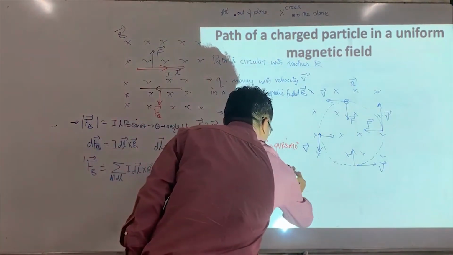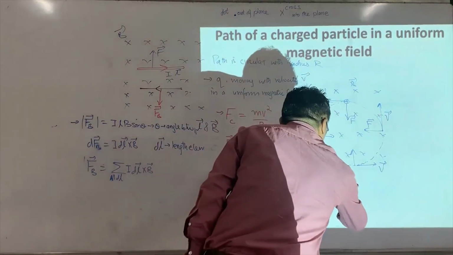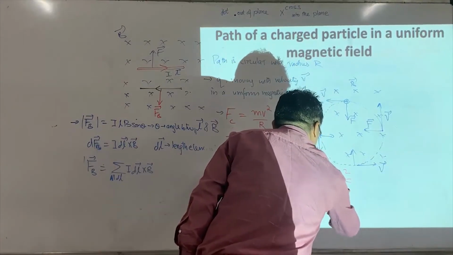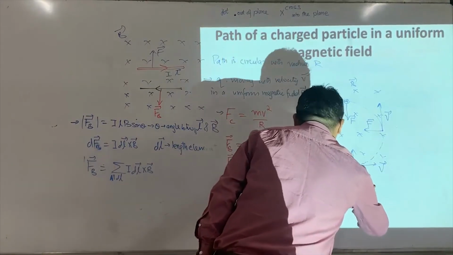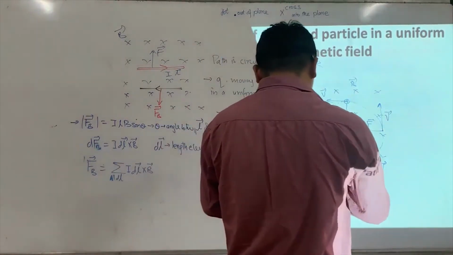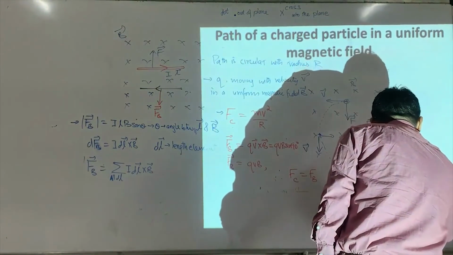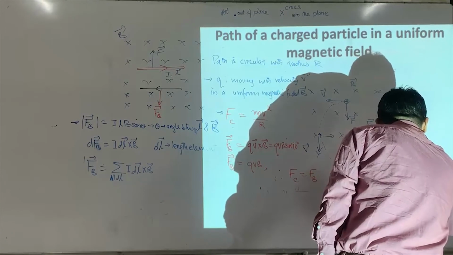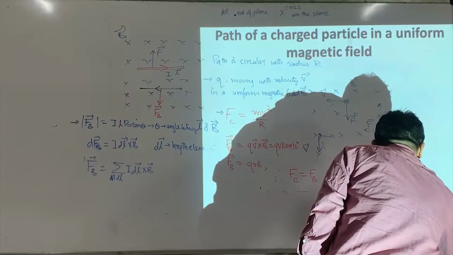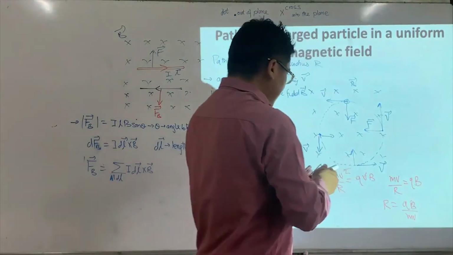Therefore, I would like to write here that this is equal to the magnetic force, which is equal to mv²/R. Let me write qvB, and these two cancel out. Finally, we get m v over R equal to qB. How much is R? R is equal to mv divided by qB. Alright, this is the radius.